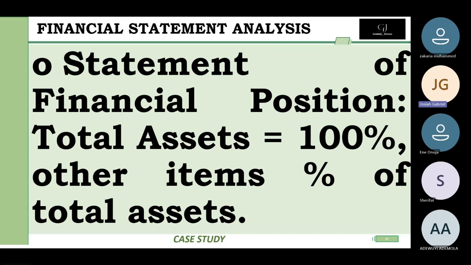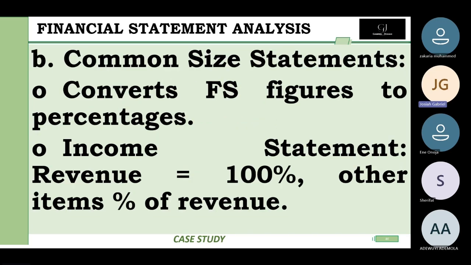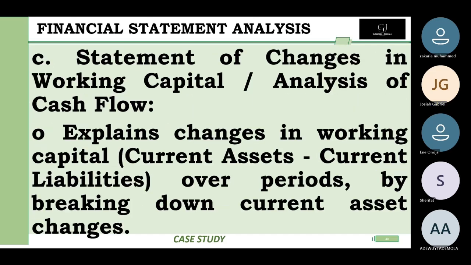So like I said, for the statement of financial position, the total assets, speaking to current and non-current, is the base, 100%. Then you look at liability items, current and non-current, share capital, debt, and other items as a percentage of this component. So the statement of financial position is also a common size statement analysis we perform.